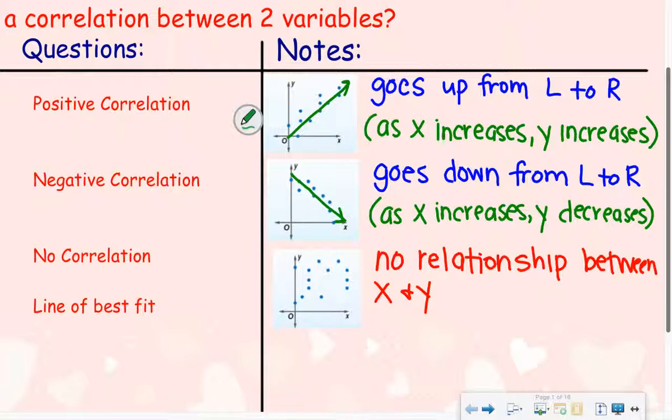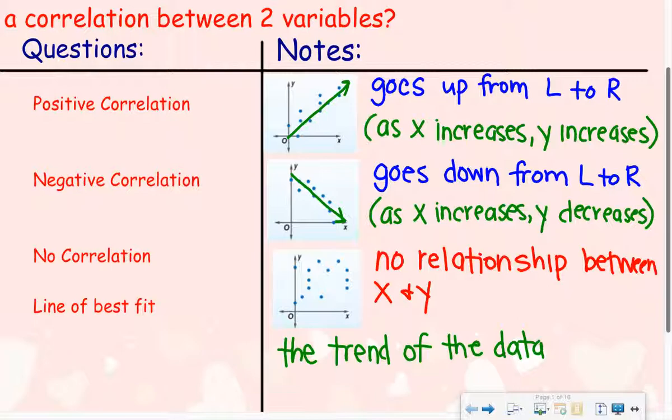So a line of best fit, if you look at the top one, the line goes up from left to right. The negative correlation goes down from left to right. No correlation, you don't draw a line of best fit because there's no trend for the data. So for the definition of line of best fit, we're going to put the trend of the data. So where is the data going? A big thing about line of best fit is it's used to make predictions as well.